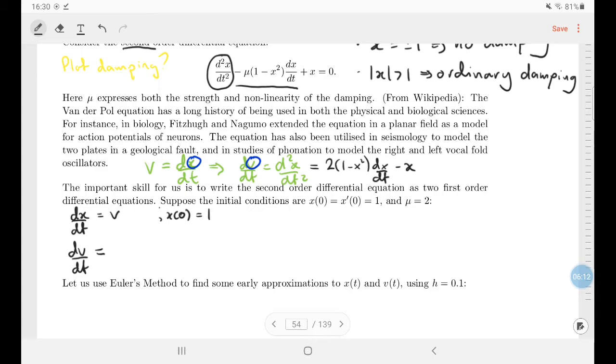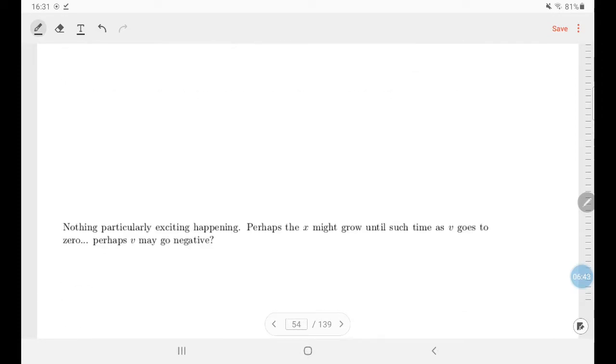But of course, the second derivative of x, as I wrote here, is the first derivative of v. So I have dv/dt. Being able to do that is going to be important for you. So dv/dt equals 2(1 minus x squared) dx/dt minus x. And what's the initial value of v? Oh yeah, I said I would put in v instead of dx/dt, because that's what dx/dt is. And the initial v is also 0. Sorry, it's 1.